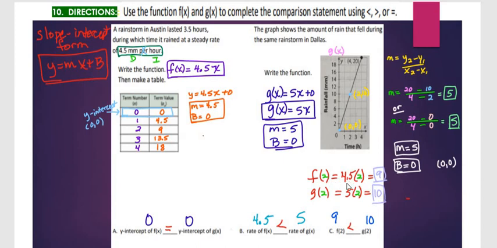Now when I look at this right here, this says, well, what about if we were to substitute 2 in place of the f of x and g of x? What will it be? And so you're going to put this in, put in the 2, and evaluate it.